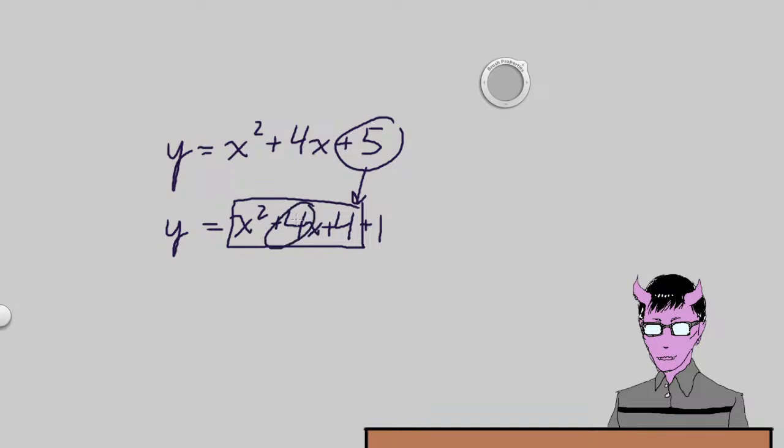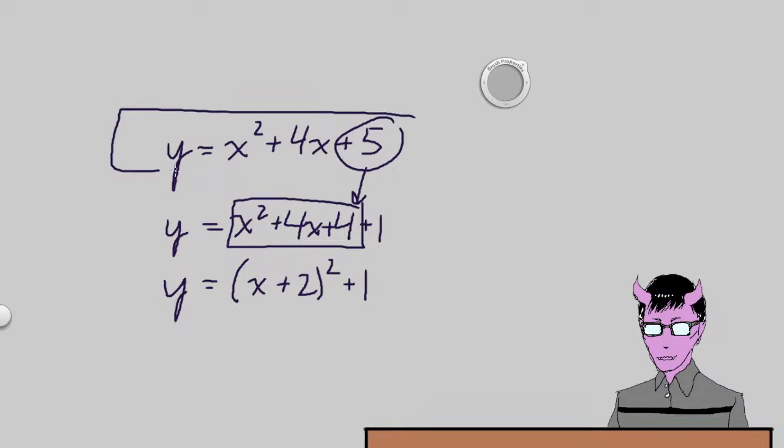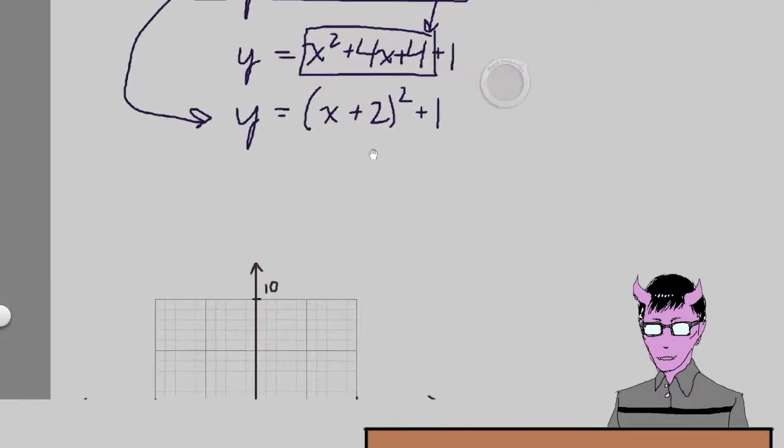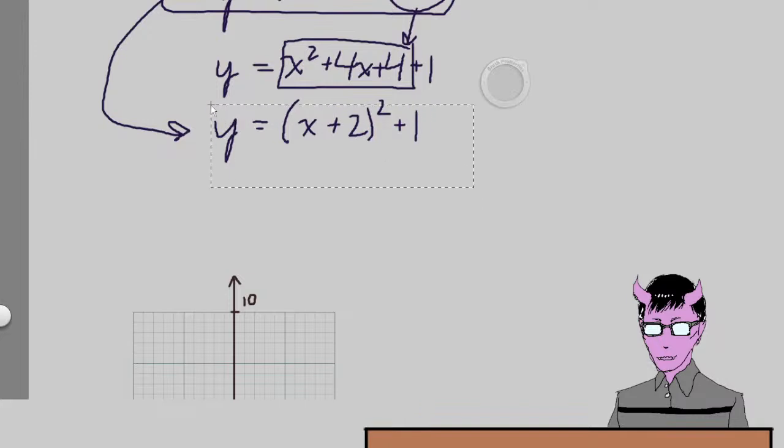Because what's half of 4? Half of 4 is 2. 2 squared is 4. Perfect. We can change this entire box thing and factorize it into (x plus 2) squared. This leftover 1, just put it right there. And then you're done transforming your standard form for your parabola into this vertex form, which makes it very conducive for graphing. Let's graph this junk as a review from last time.